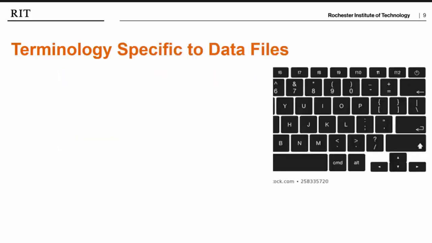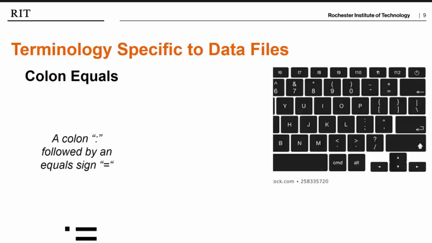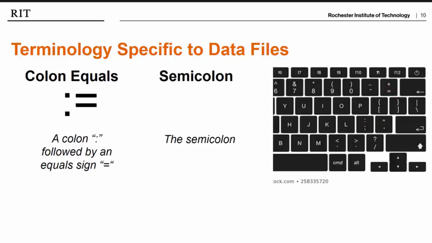And then we have some terminology specific to the data files. You might hear me say colon equals. That's literally a colon followed by an equal sign. If you don't know where the colon is, it's next to the L, and it requires the shift key. And then the equal sign is up there next to the backspace. We also use semicolons in data files. They look like what you see here, and they're also next to the L. If you press that button, you'll get a semicolon.